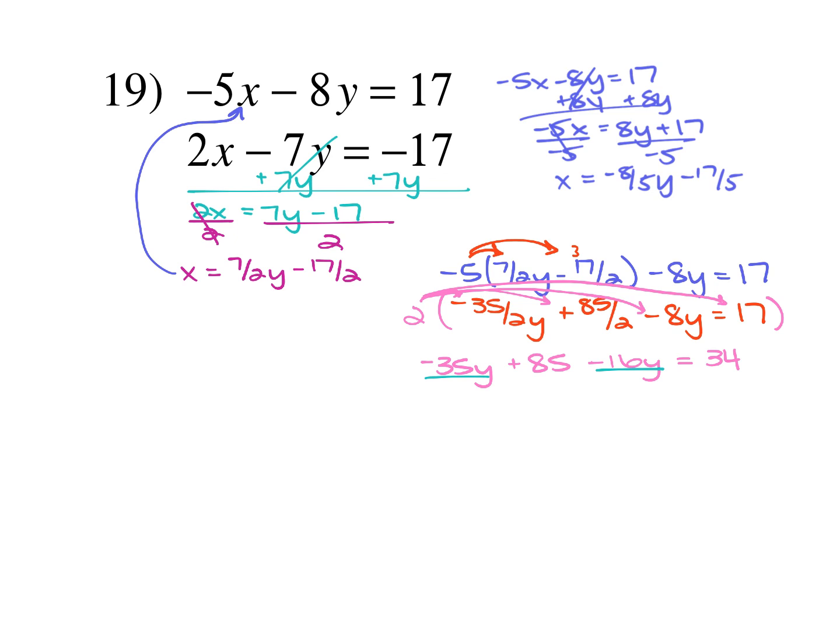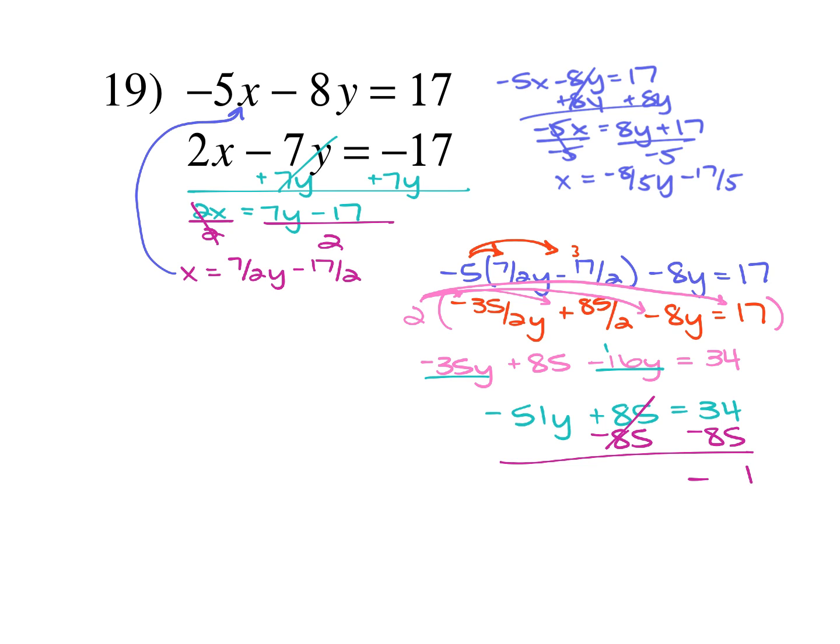Okay. So from here, combine your like terms. You have the negative 35y and the negative 16y. When you combine them, what do you get? 5 plus 6 is 11. Carry the 1. The 1 plus 1 plus 3 is 5, so that's negative 51y, plus 85 is equal to 34. Subtract your 85 from both sides. Remember, different signs, you're subtracting a larger number from a smaller number. It's going to be negative.